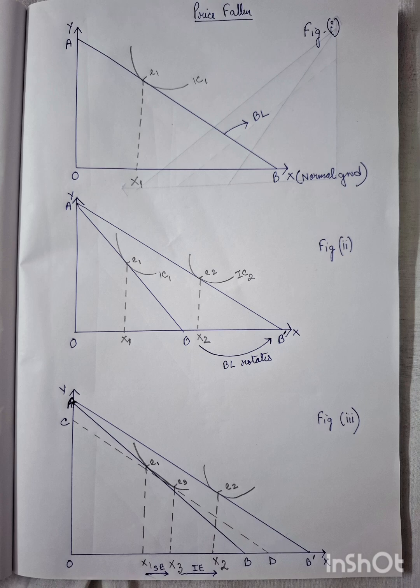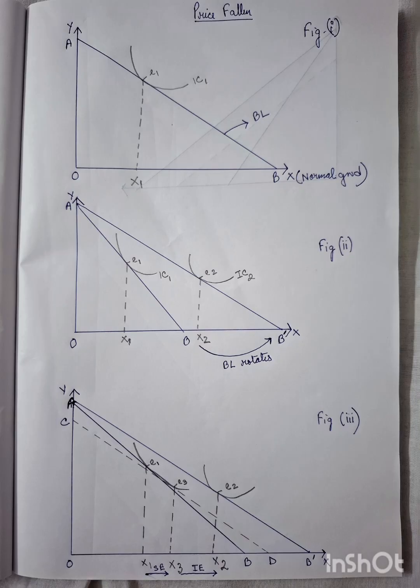So as shown here, IC1 has equilibrium at E1 where the consumption level is X1, and when the budget line is rotated to AB dash, the consumer shifts to a new indifference curve, IC2. Now the consumer is consuming more units of X, as the price has fallen, and the new consumption is at X2. I hope this much is clear.